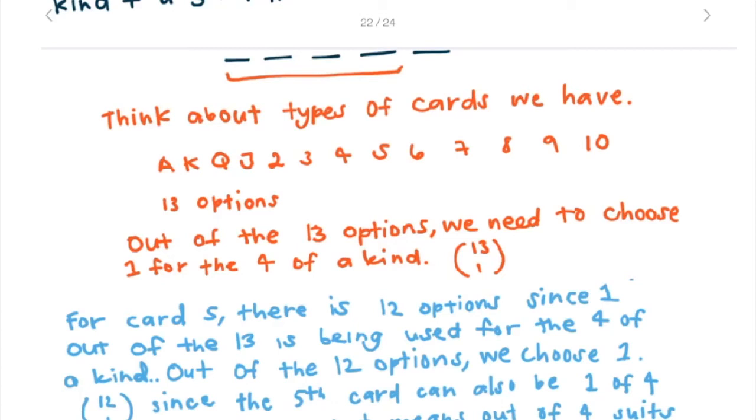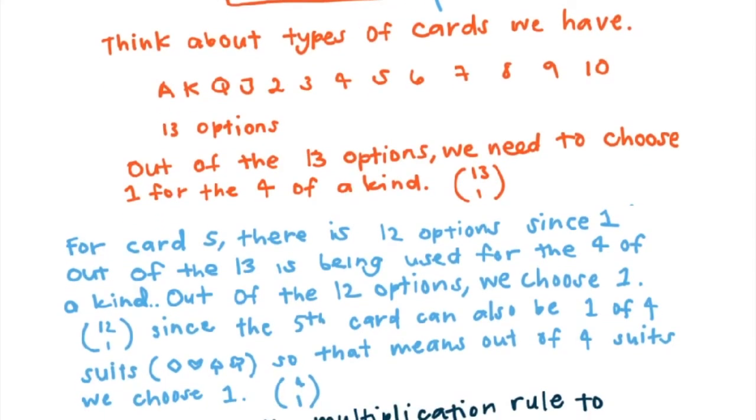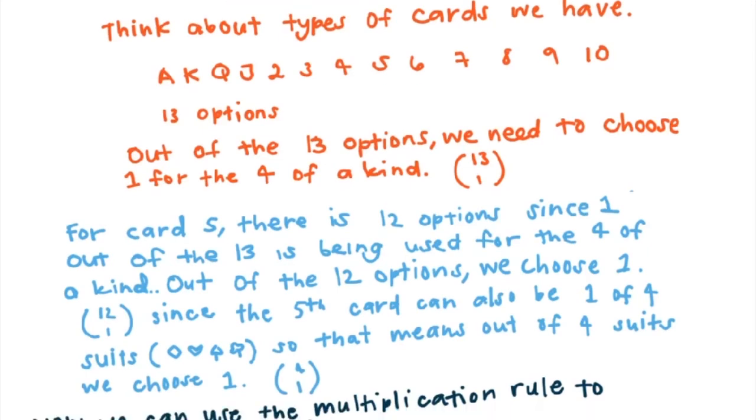Okay, so that means we'd have like 4 aces, or 4 kings, or 4 number 3s, or 4 number 4s, etc. For card number 5, so card number 5 is this card right here. For card number 5, there's 12 options, since 1 out of the 13 is being used for the 4 of a kind. Out of the 12 options, we choose 1, so that's 12 choose 1. Since the 5th card can also be one of 4 suits, which is diamond, heart, spade, or club, that means out of 4 suits, we choose 1, so that's 4 choose 1.